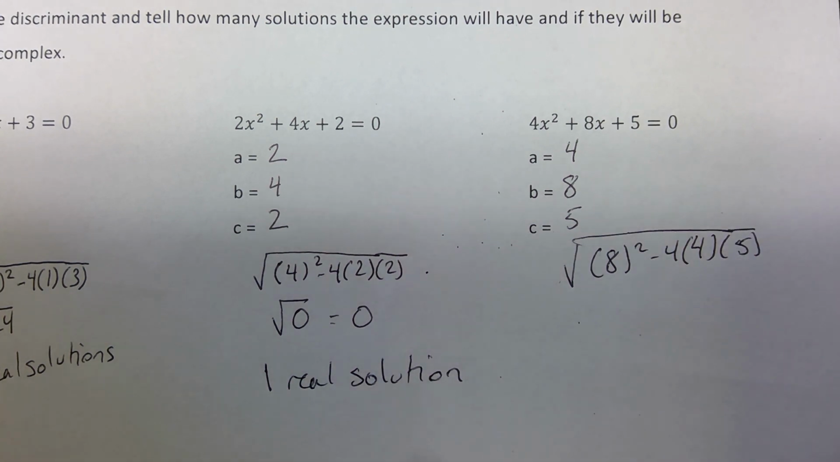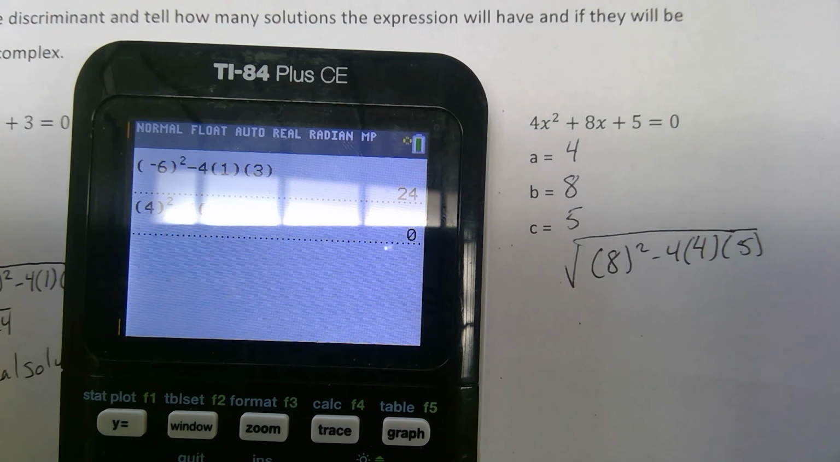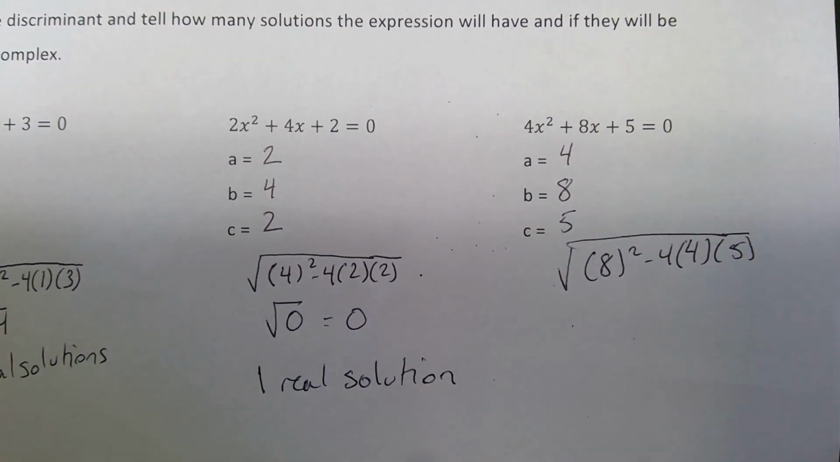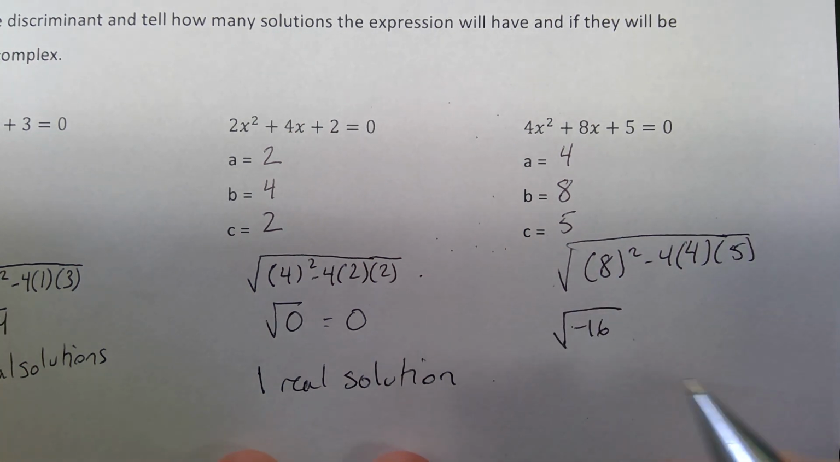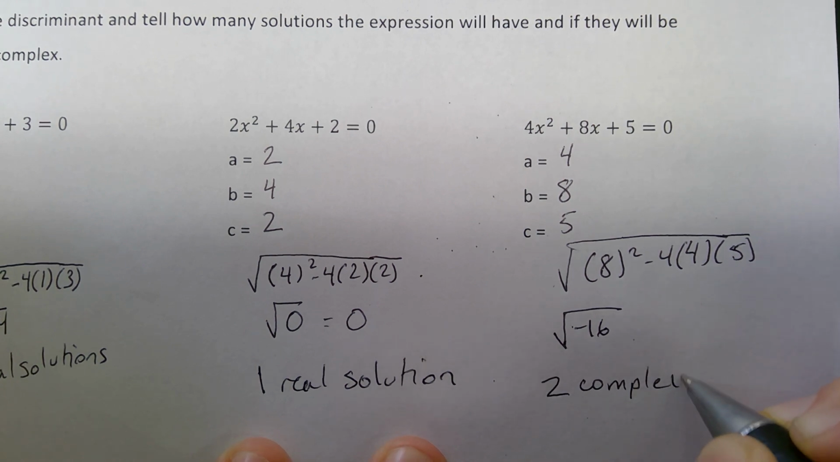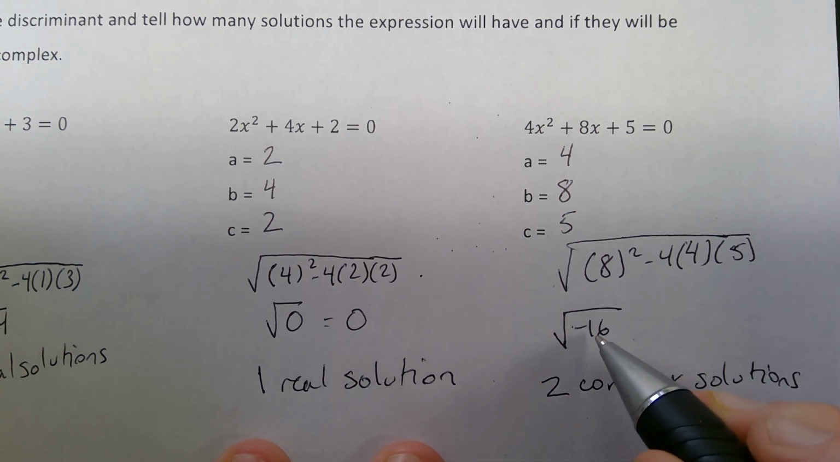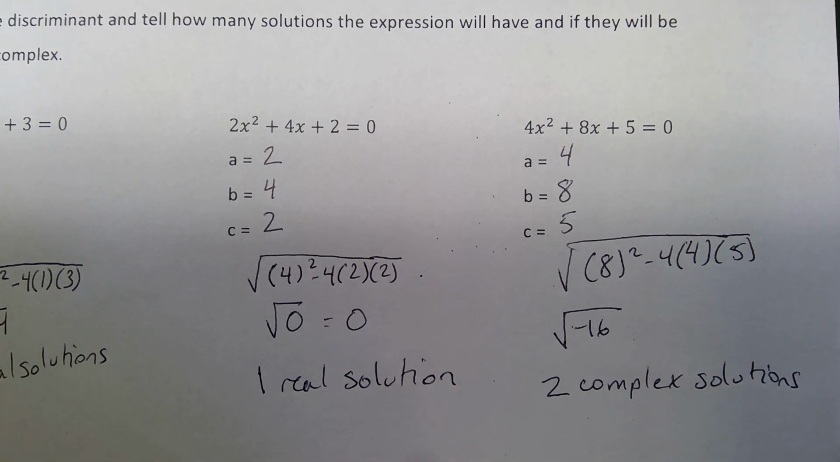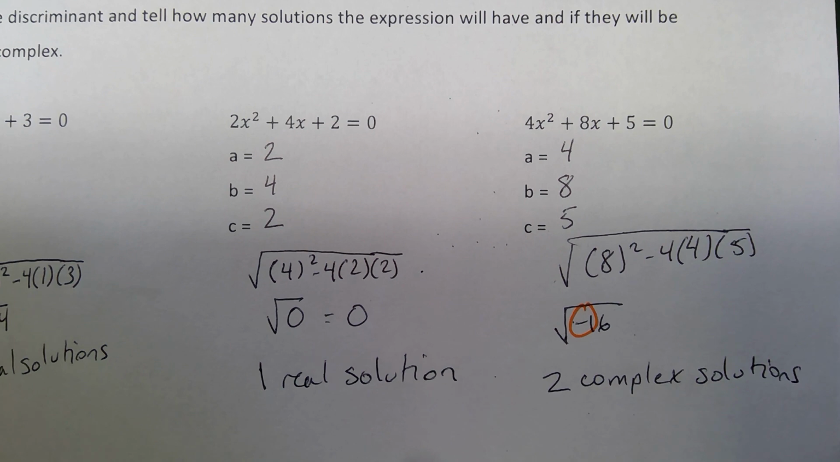I'm going to put that in my calculator. Parentheses 8 parentheses squared minus 4 parentheses 4 parentheses 5, negative 16. Okay, my discriminant is negative inside the square root. So I know that is going to be 2 complex solutions, because it's negative inside the square root. That negative tells me complex solutions.